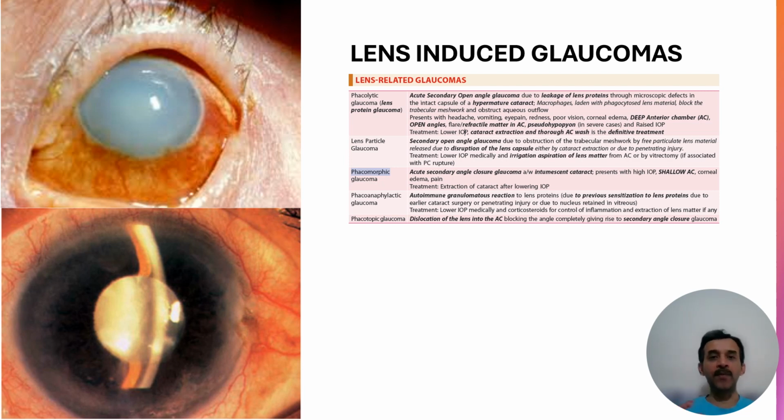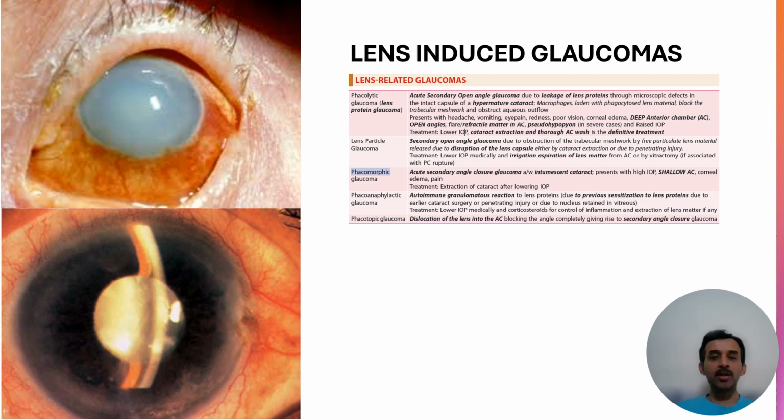So what does phaco mean in ophthalmology? Phaco means lens. So phacoemulsification means emulsifying the cataractous lens. Phacodonesis means the lens is shaking. Phacolytic means the lens is disintegrating. And phacomorphic means the lens has become very fat or mota. So let us look at the concept now.